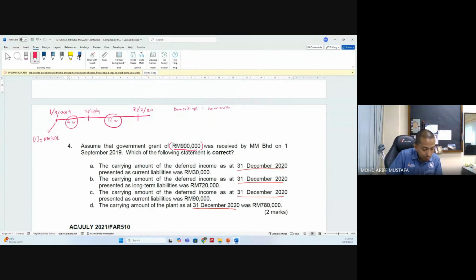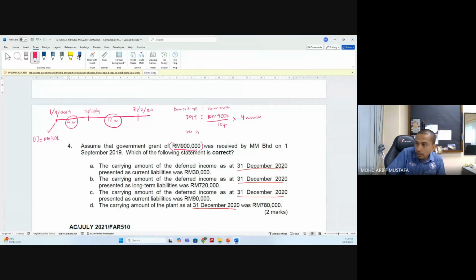So if the grant is amortized for 16 months, you can do it one by one. You can do 2019, 4 months, and 2020, another 12 months. Or you can just times with 16 over 12. Either method is fine. I think this one is the easy, simplified method. So in 2019, it is RM 900,000 divided by 10 years times 4 months.